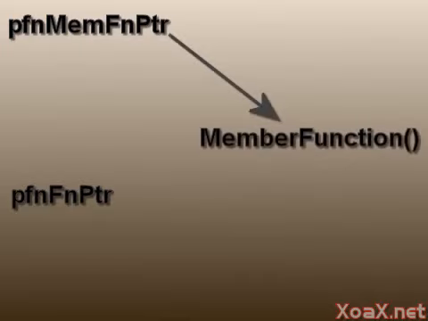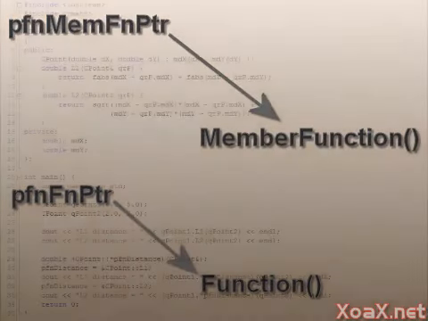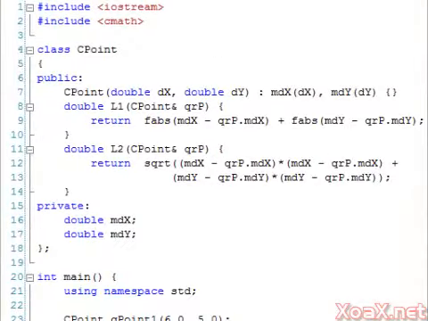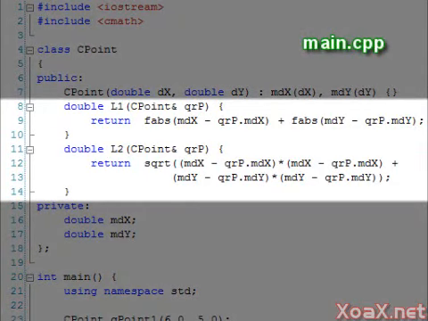Member function pointers are like function pointers, except that they point to member functions instead of plain functions. In this code sample, we have a point class with two member functions, L1 and L2. These member functions calculate the distance between 2 points by slightly different methods.